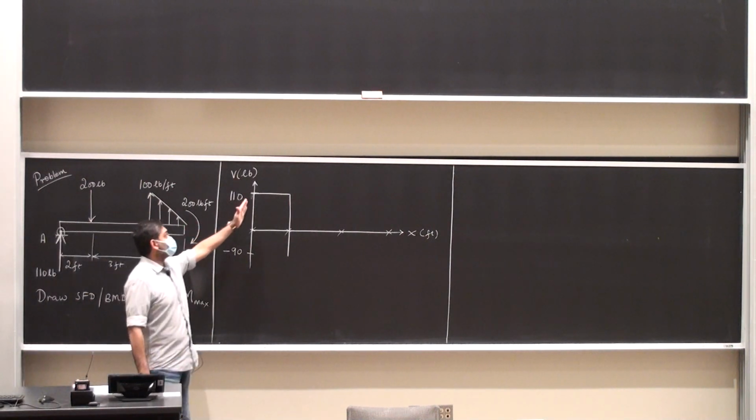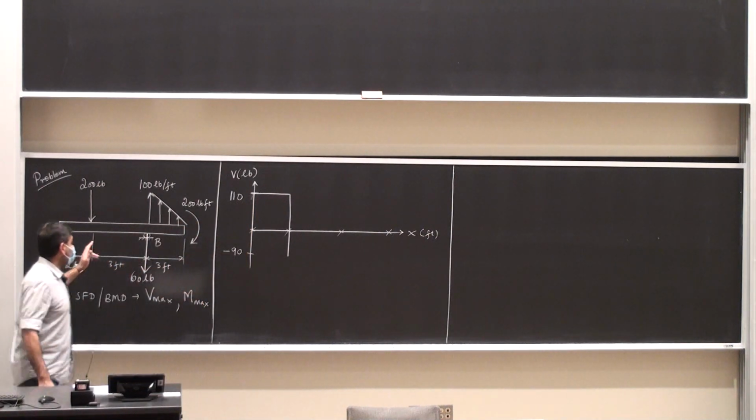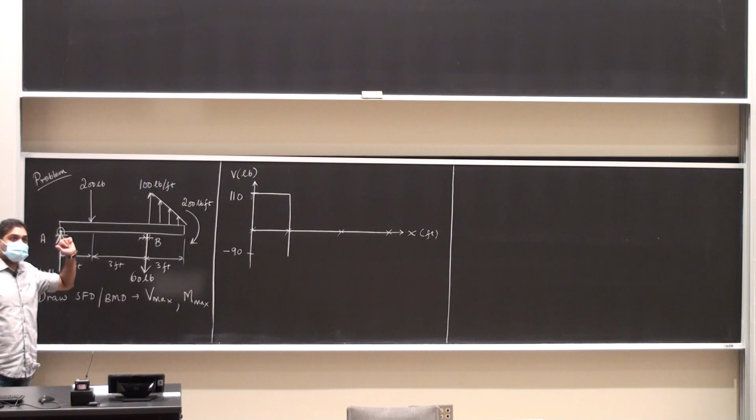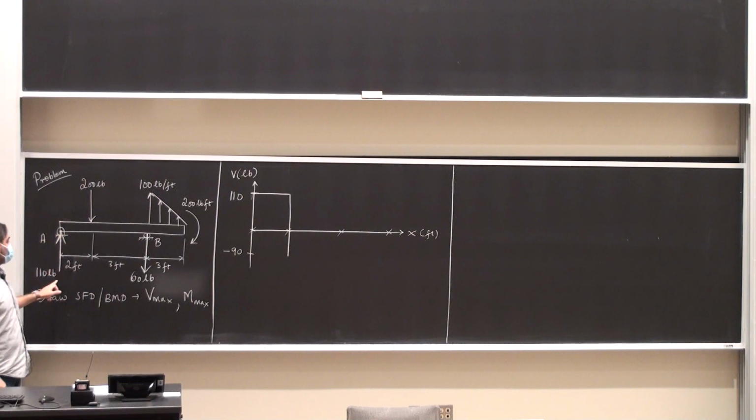Why am I going as a straight line from here all the way to x equals 2? It is because as I look from A to where this force is acting, there is no distributed load there, so the slope of the shear force diagram is 0. And so I have to travel constantly. I drop down by the difference between 200 and 110 pounds, which is minus 90.